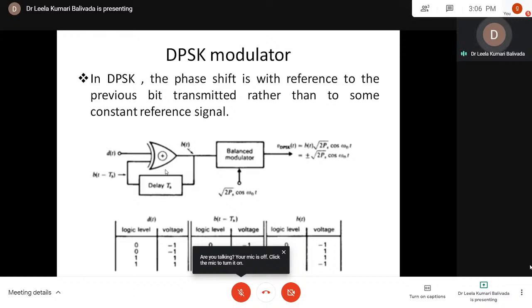Here the upper level of the waveform corresponds to logic 1, which is indicated by +1 volt, and the lower level of the waveform corresponds to logic 0, which is indicated by -1 volt. So the upper and lower logic levels are indicated by +1 and -1 for d(t), b(t) and b(t - Tb).